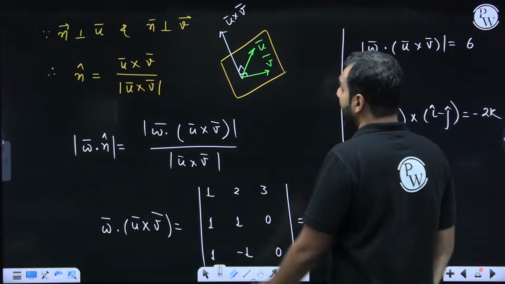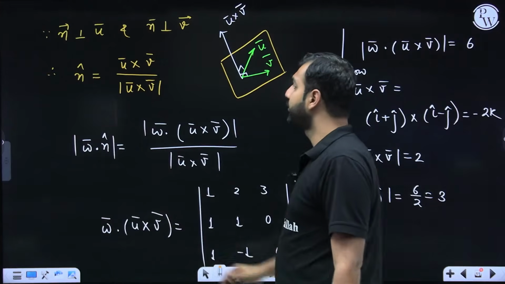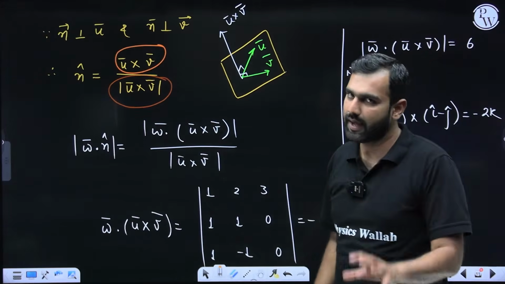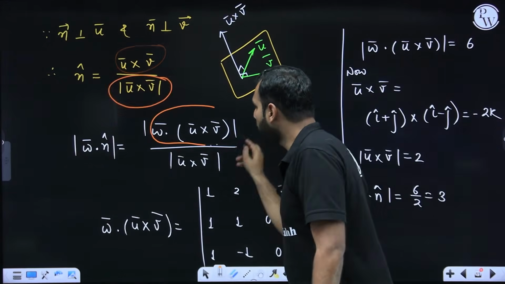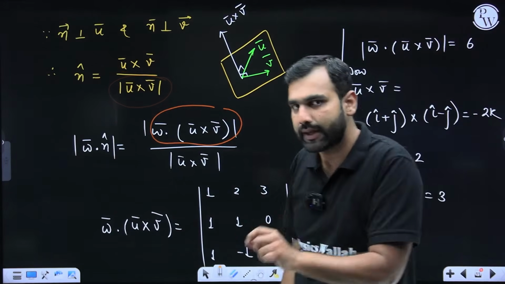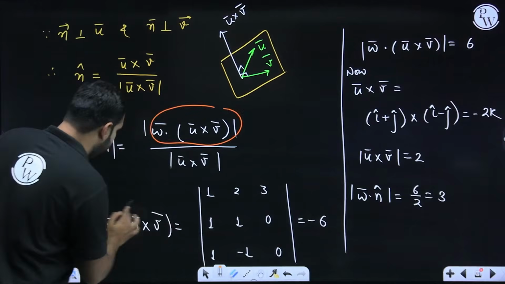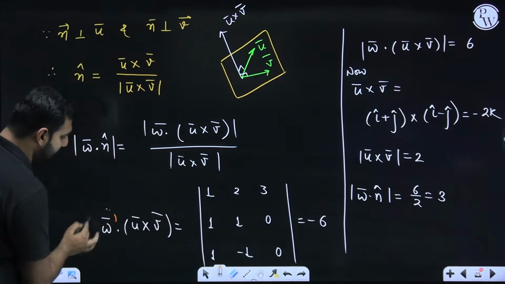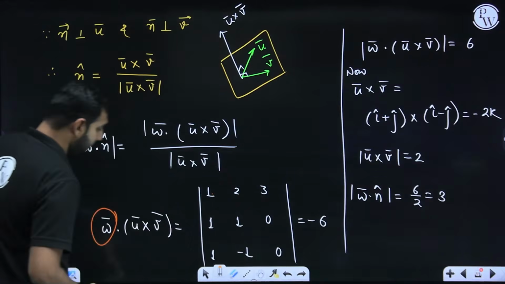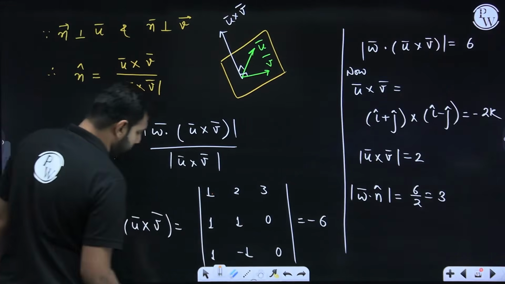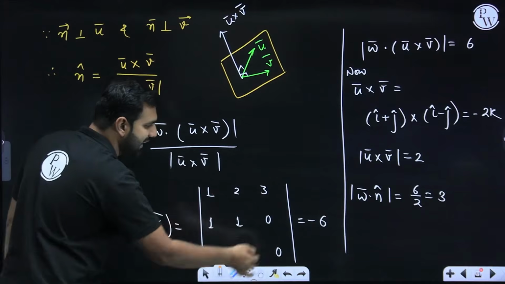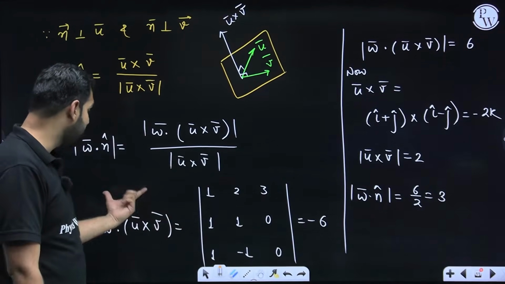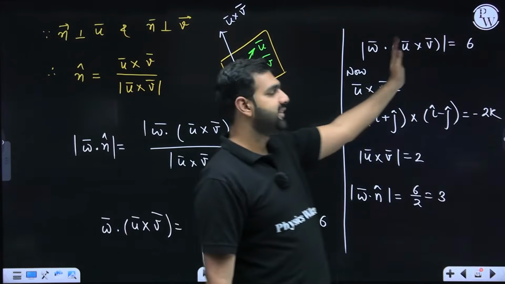Now, I need to find W dot n cap. So W dot U cross V upon mod of U cross V. I hope you got it. So W dot U cross V means what? Scalar triple product. How do we find the scalar triple product? It can be found by writing the W vector 1, 2, 3, then U vector 1, 1, 0, then V vector 1, -1, 0, and you take its determinant. Its determinant by expansion will be found as -6, but I need to take the mod of it. Mod of -6 will be 6.